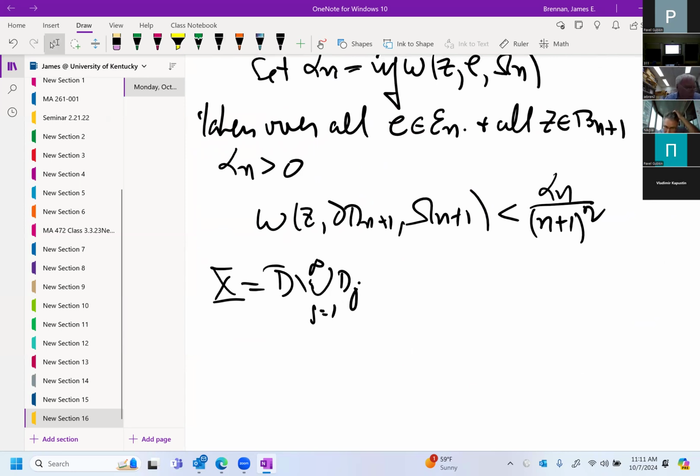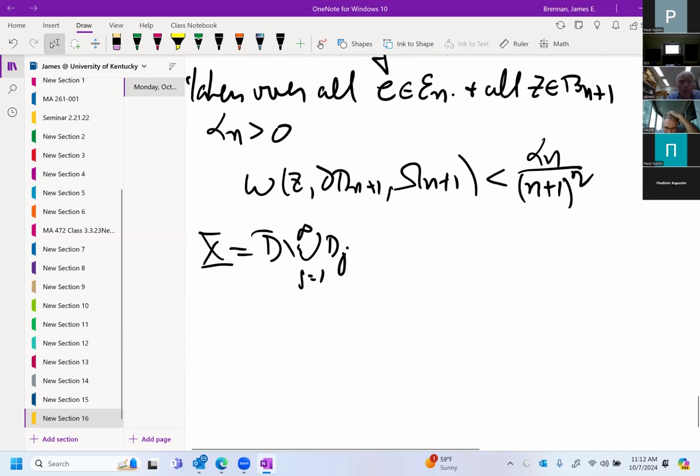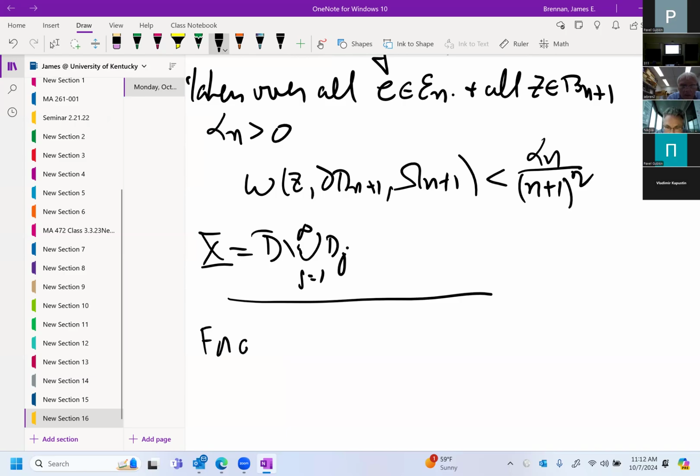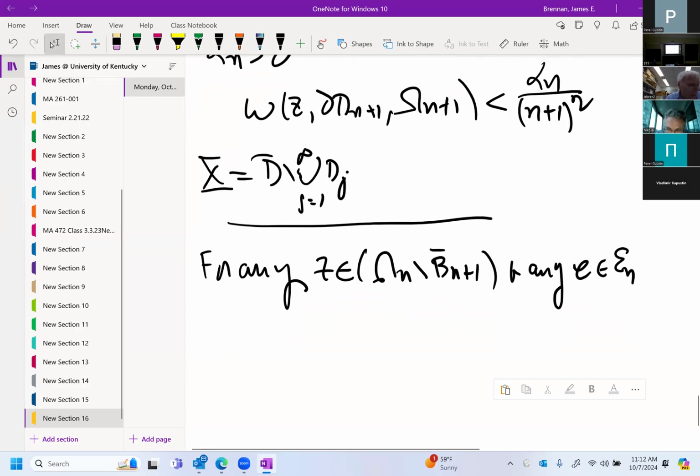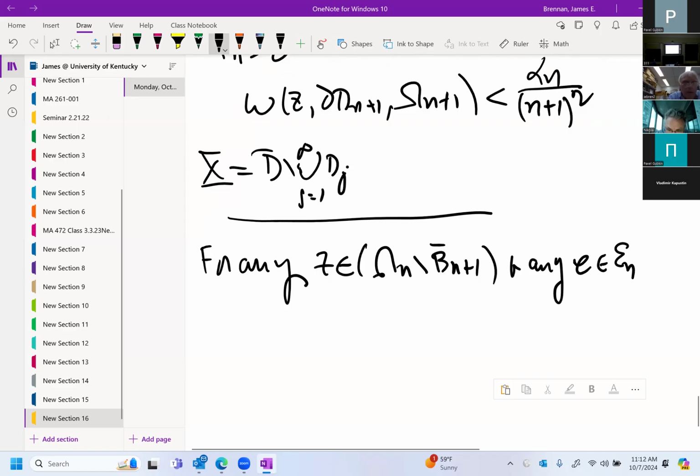All right. Now here's what we get. For any Z in Omega_n minus B_{n+1}, and any little set E in E_n, so that means that it's on the outer boundary, but the Hausdorff measure is bigger than or equal to 1 over n, then you have the following thing. Let me get this in here. I don't think I can make this any sharper, but okay.